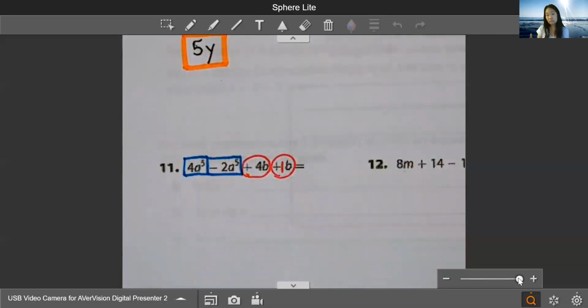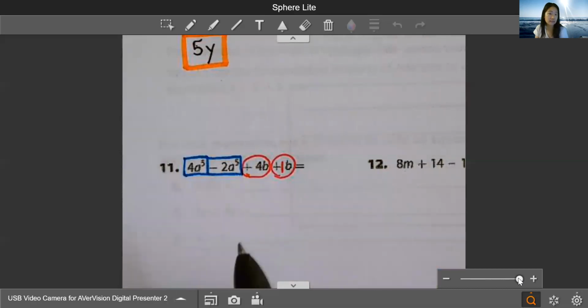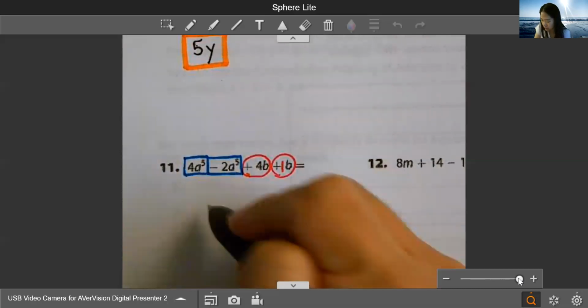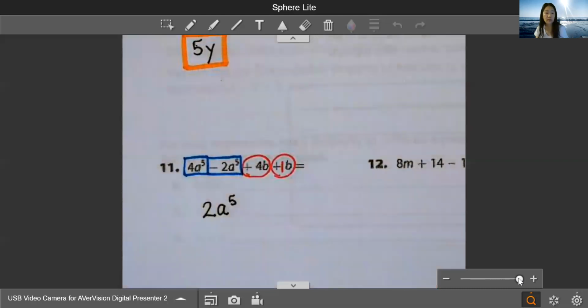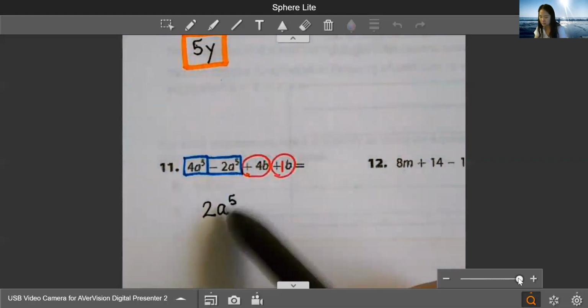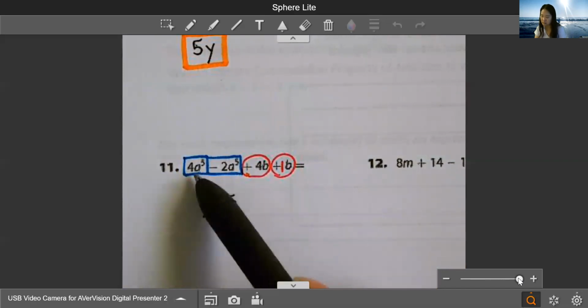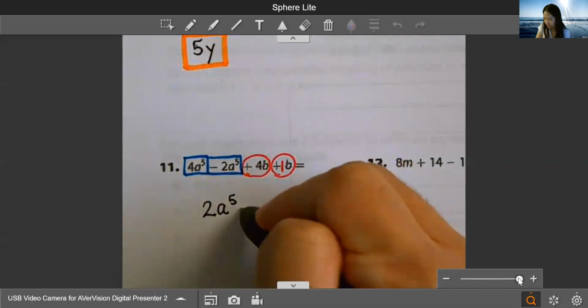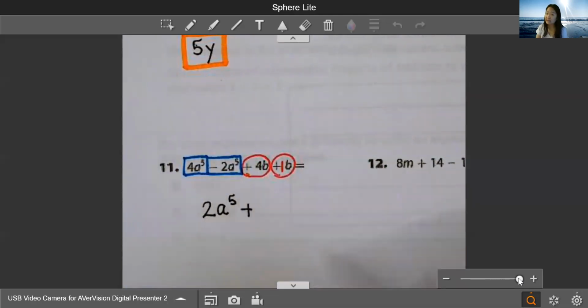So then let's simplify them. Let's add or subtract their coefficients. So for these two, it says 4 minus 2. So you will subtract. 4 minus 2 is 2. So this is 2a to the 5th power. You don't do anything to the variable and the power, okay? You only add or subtract the coefficients, okay? Plus, the next one says 4b plus 1b, which is 5b.